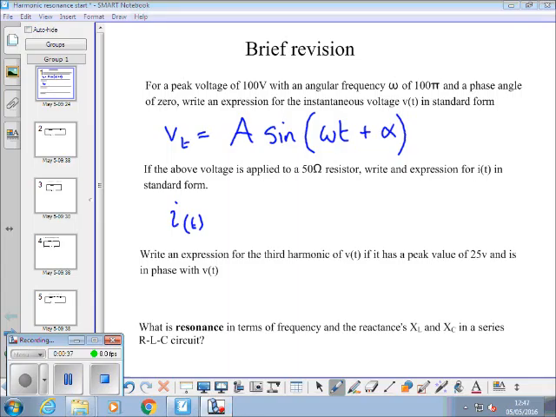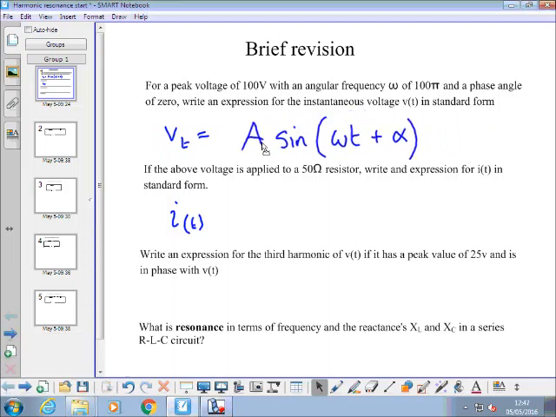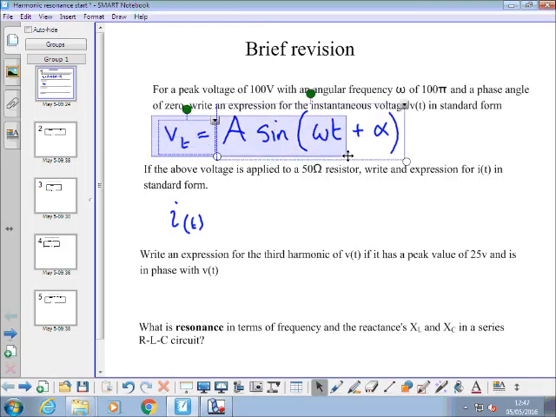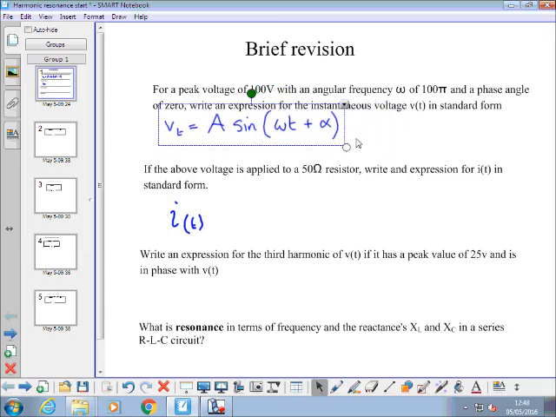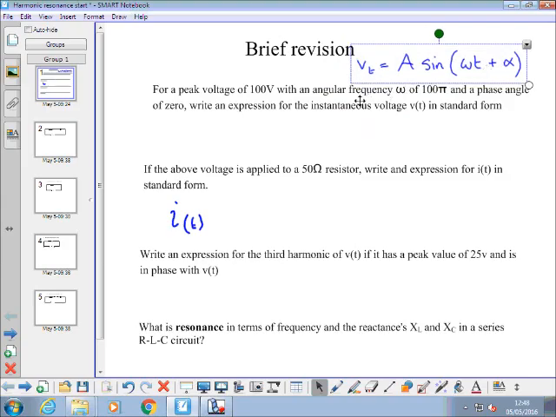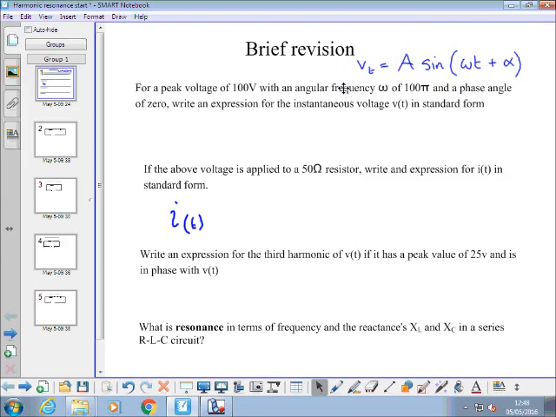So I've got 100 sine. So let's put that. I'm going to park that up there, because that's the standard form of a voltage sine wave, V at time t.